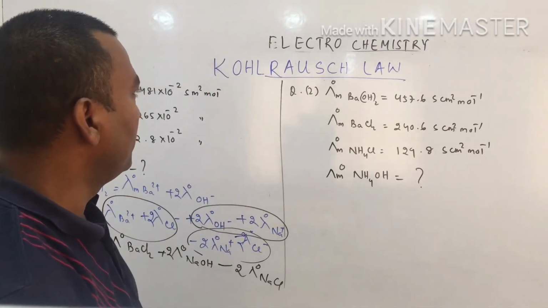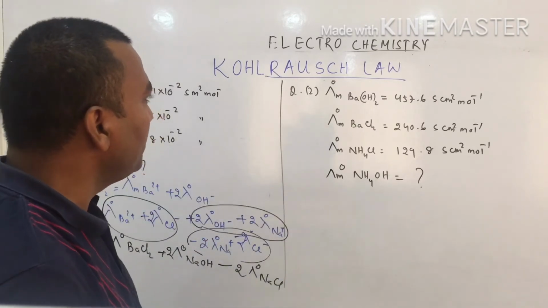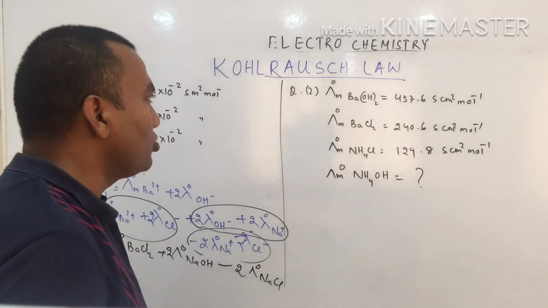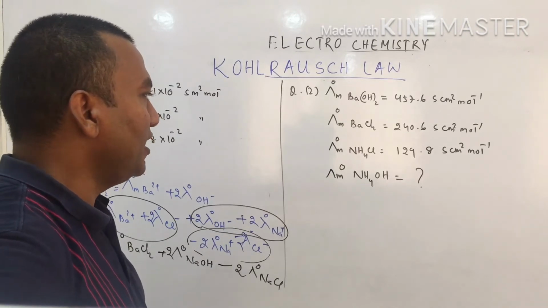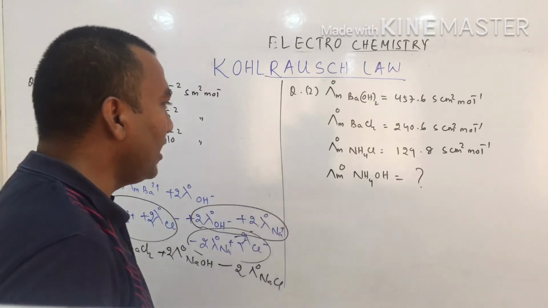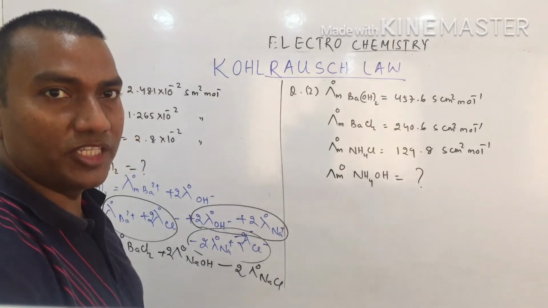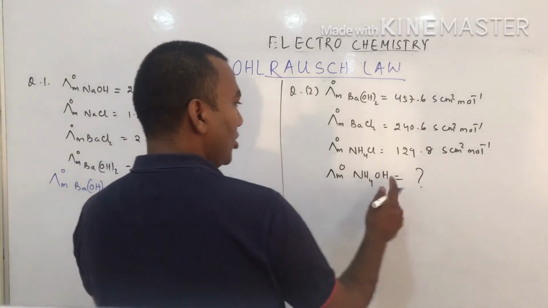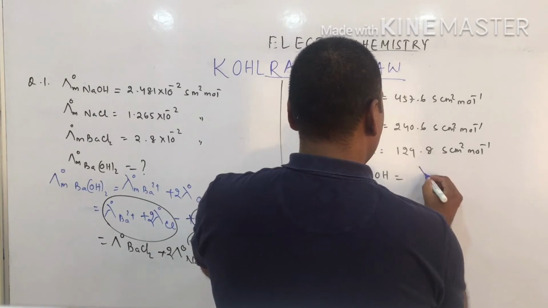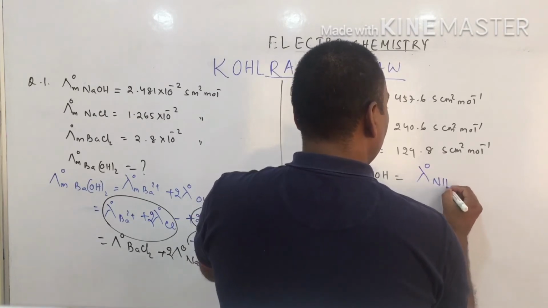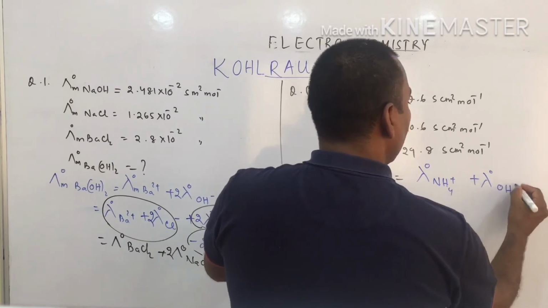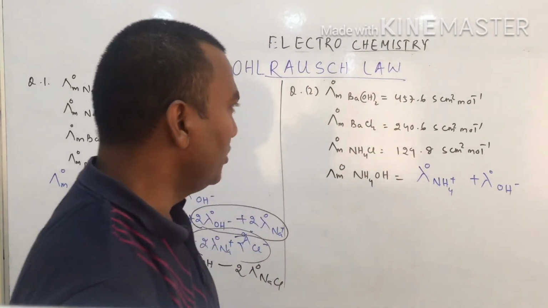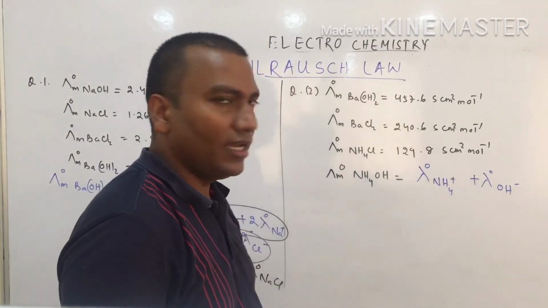These are 2 mark questions. Similarly, another question: lambda m naught of Ba(OH)2 given, BaCl2 given, NH4Cl given. How can we calculate lambda m naught of NH4OH? So we can write lambda m naught of NH4OH equals lambda m naught of NH4 plus plus lambda m naught of OH minus. Now using this data, we'll adjust this.